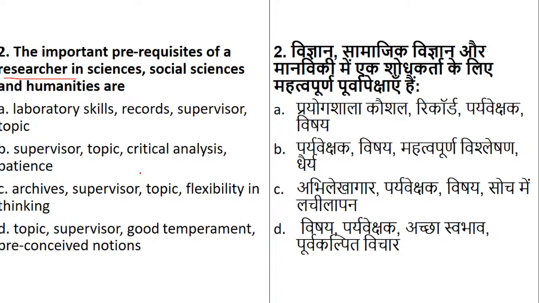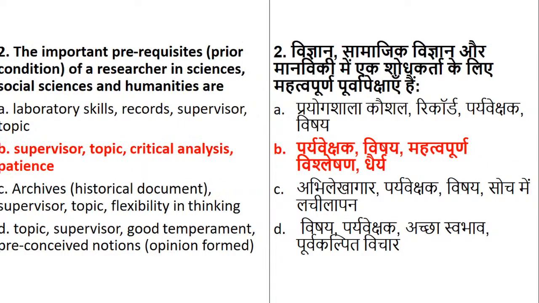The right option here, the important prerequisites, as I said, prerequisites of research, that is a prior condition for a researcher in science, social science, and humanities are what? Those are something which are related to the supervisor, that is the guide, the topic, the critical analysis, and the patience. Now see why the other options stand to be wrong.